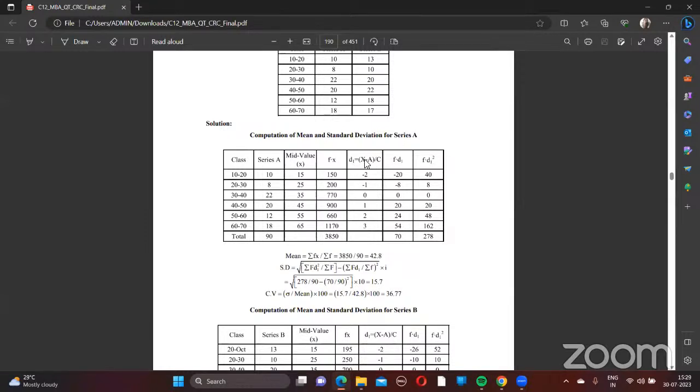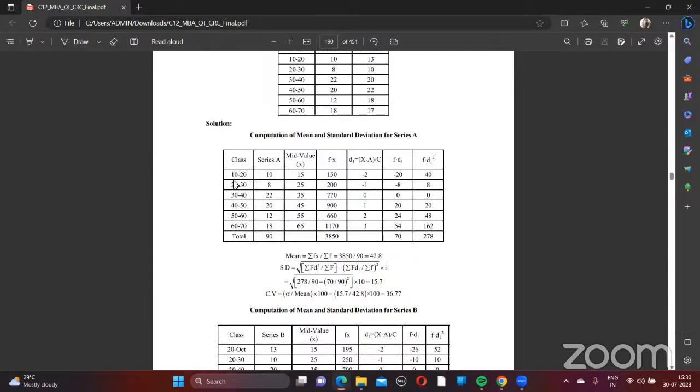D1 is nothing but x minus A divided by C. What is x? X is nothing but these mid values. A is nothing but an assumed mean. Among these x values only, we need to assume something as a mean. So the middle value, 35, is assumed as the mean here. When we assume 35 as the assumed mean, then the difference between x and the assumed mean: 15 minus 35 comes to minus 20, divided by C.